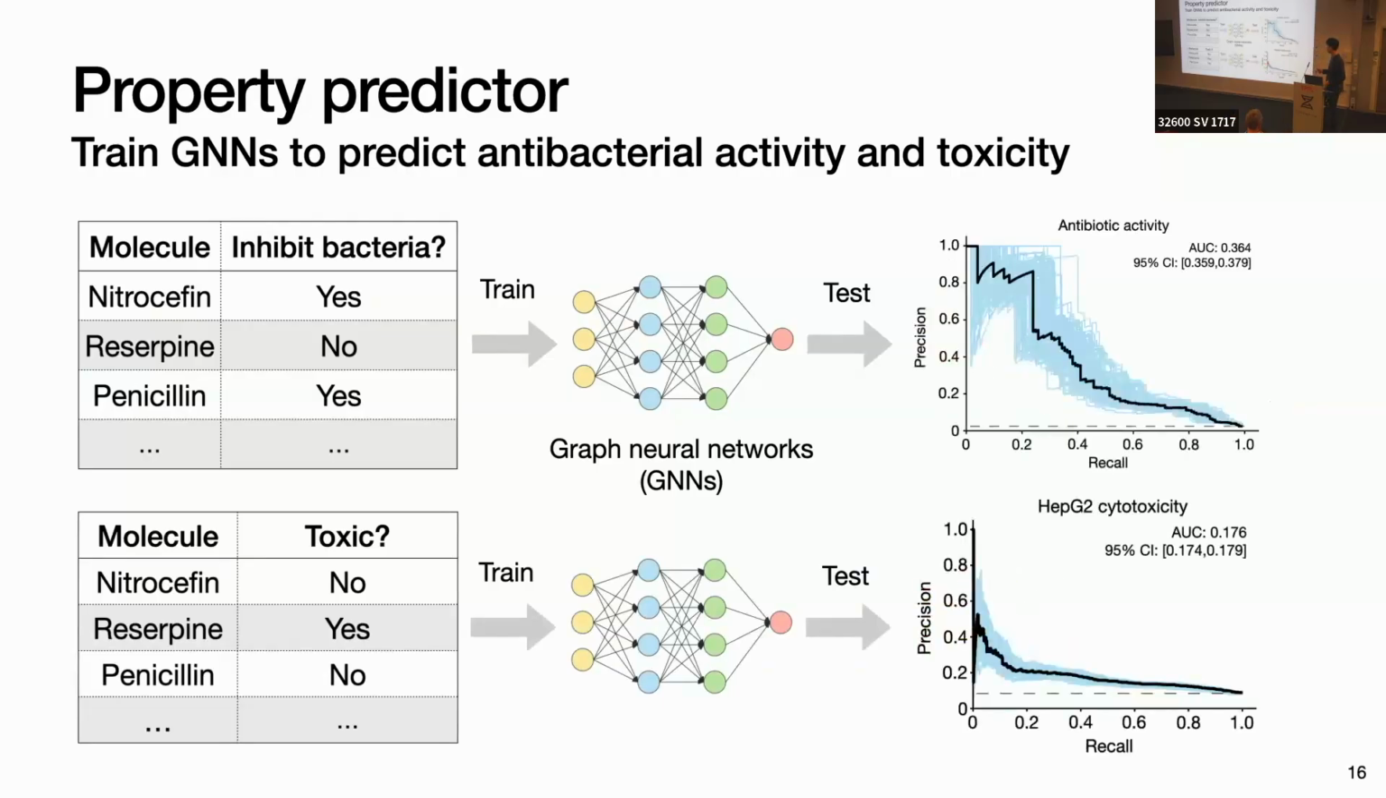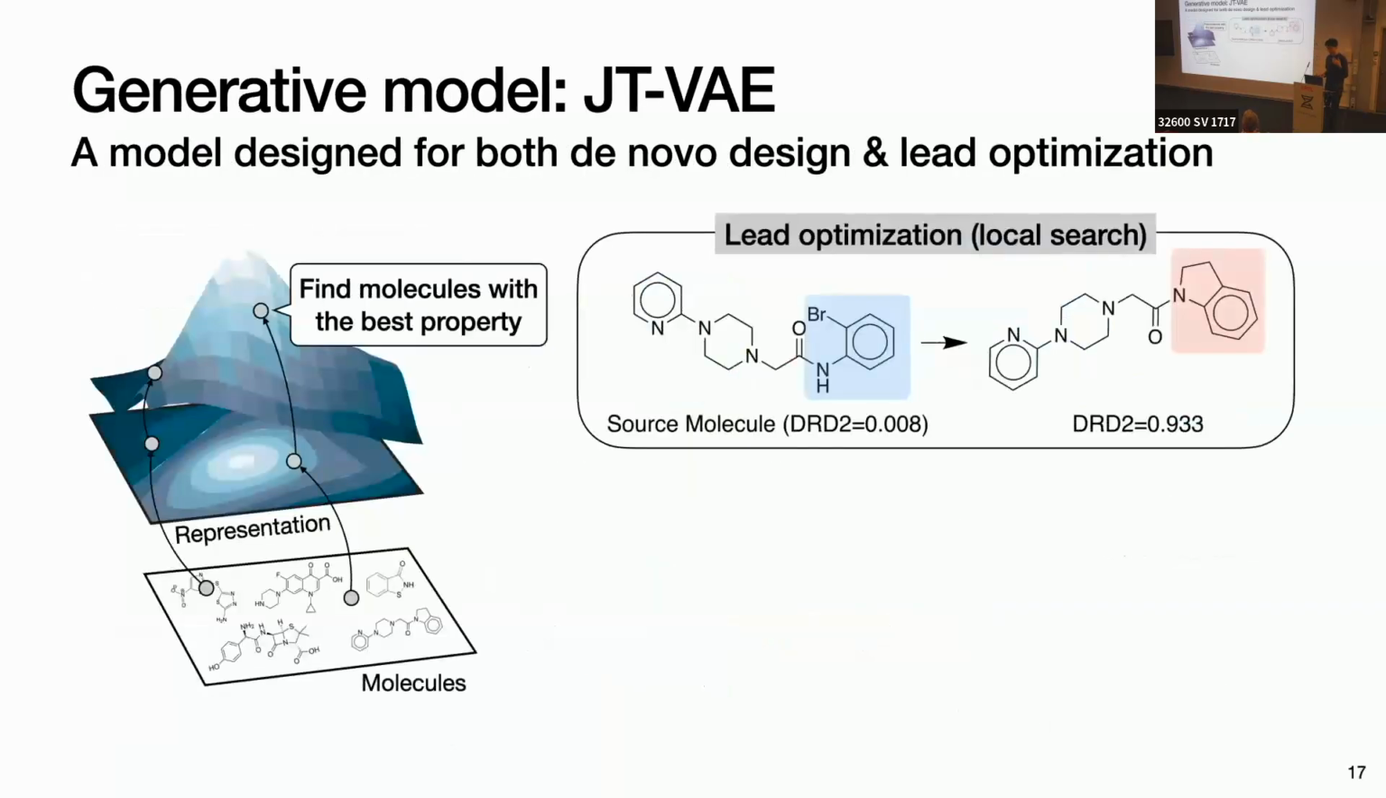We plotted the AUPRC, the precision recall curve, and we did extensive hyperparameter tuning and used model ensembles to get the best model we could based on graph neural networks. So we had 2 predictors, one for toxicity and one for antibacterial activity. That's about the property predictor, which I will not dive deep into the model architecture today.